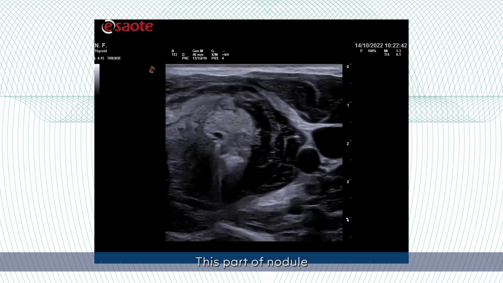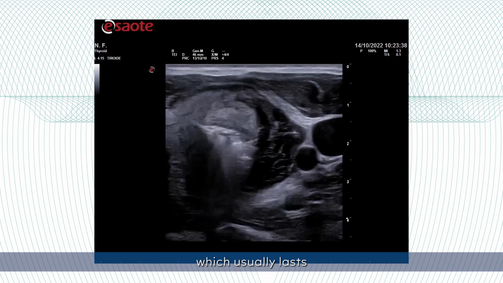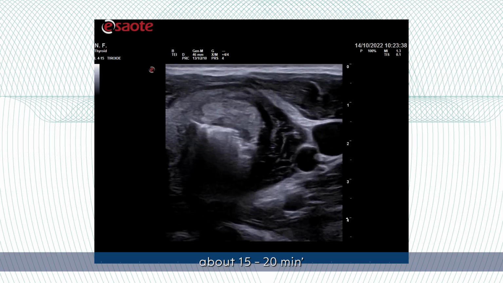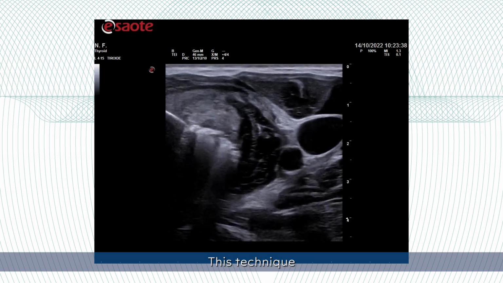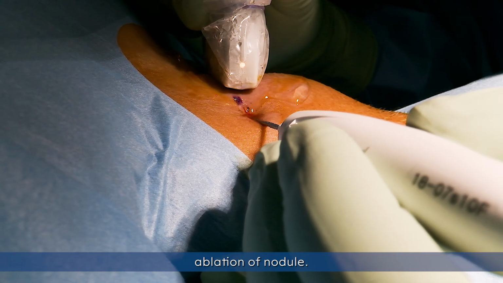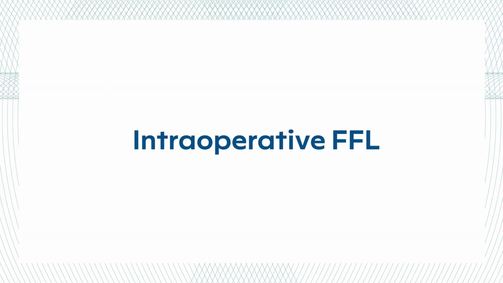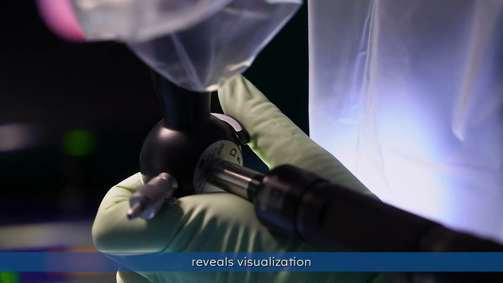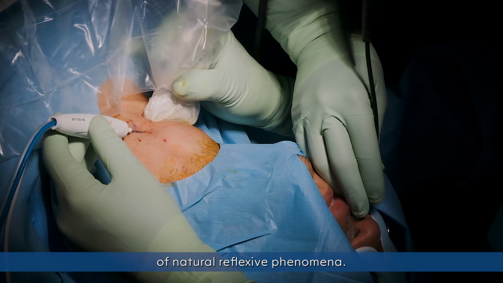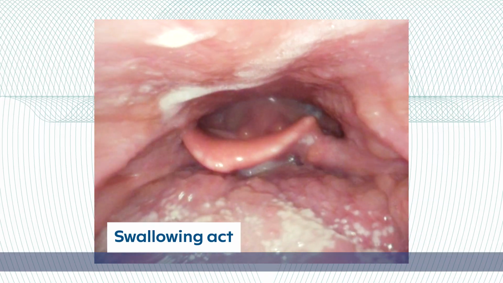This part of nodule is ablated first, before hydrodissection diminishes, which usually lasts about 15-20 minutes and is repeated if necessary. This technique permits a complete ablation of nodule. FFL monitoring during thyroid RFA reveals visualization of natural reflexive phenomena. In fact, a swallowing act by the patient can occasionally be observed during the procedure.